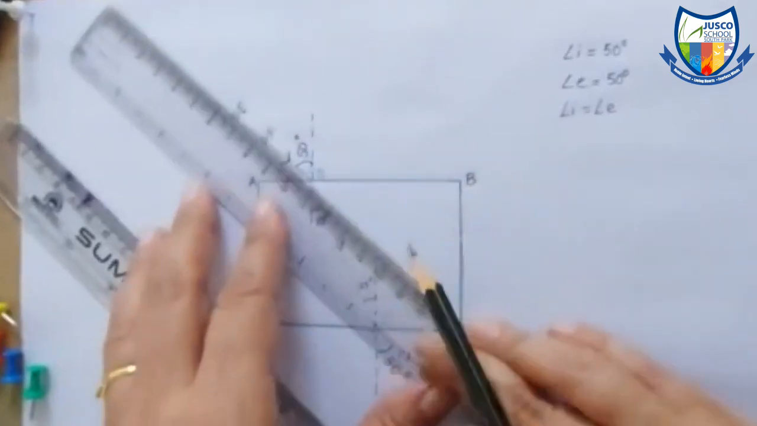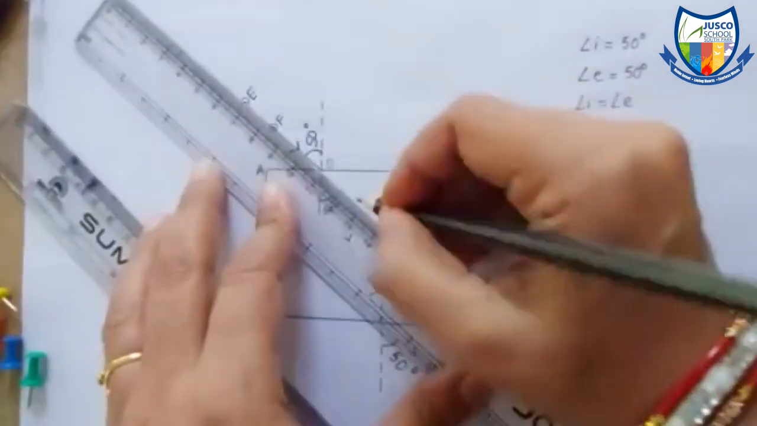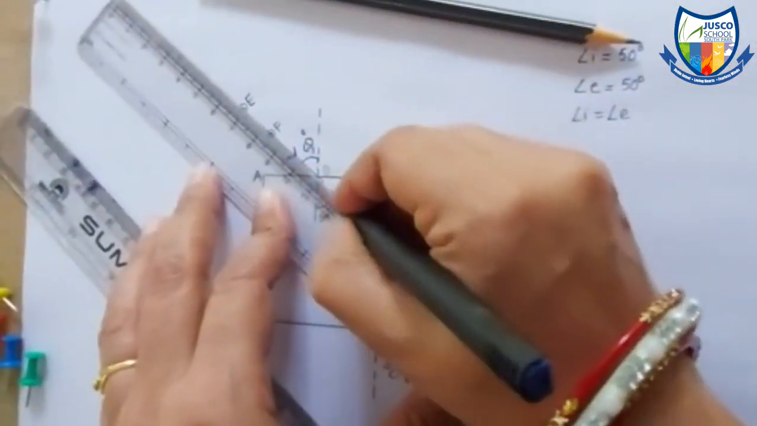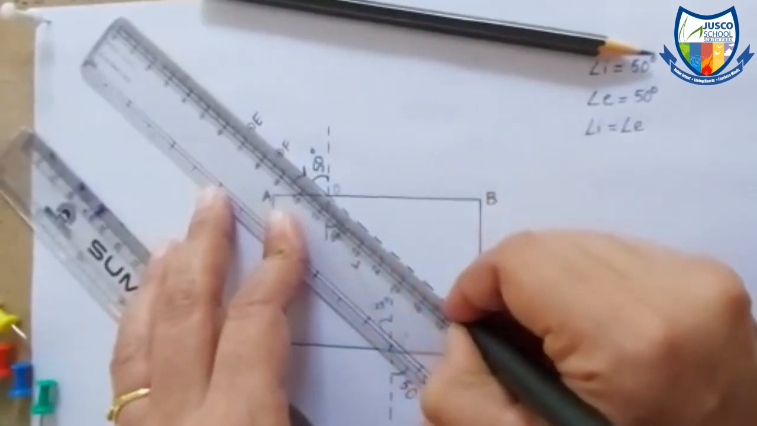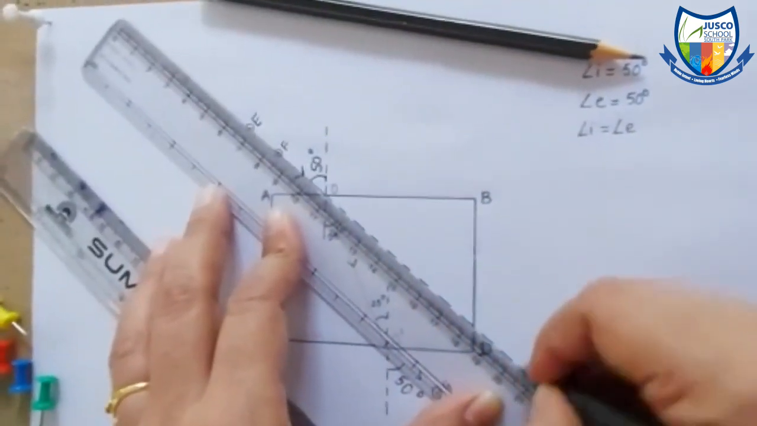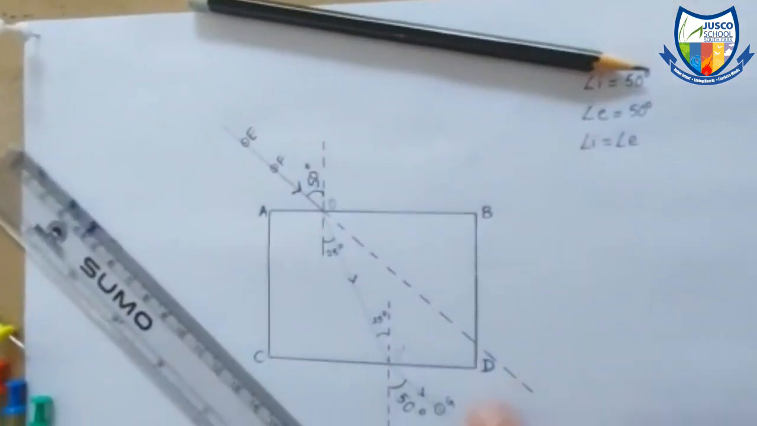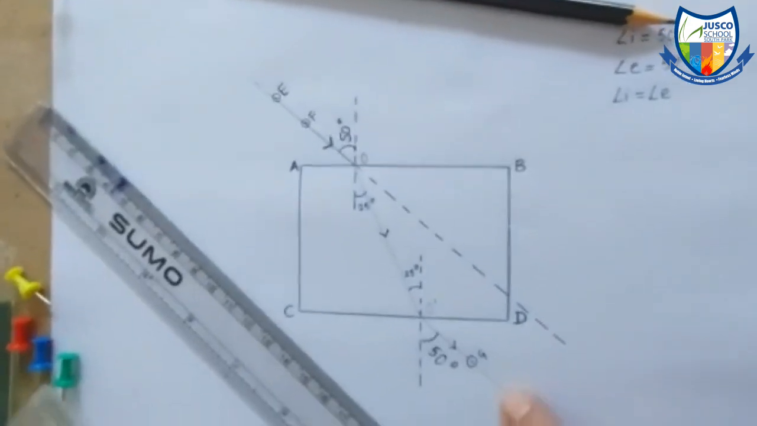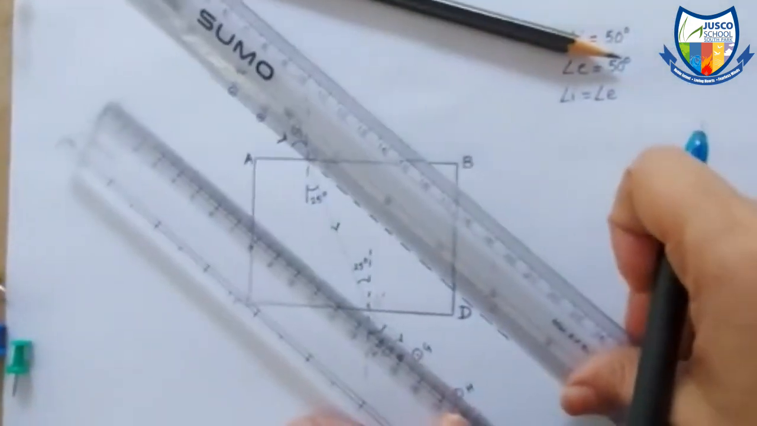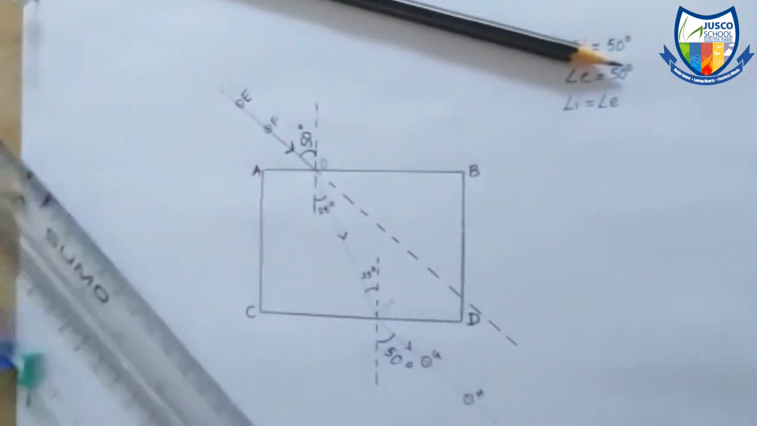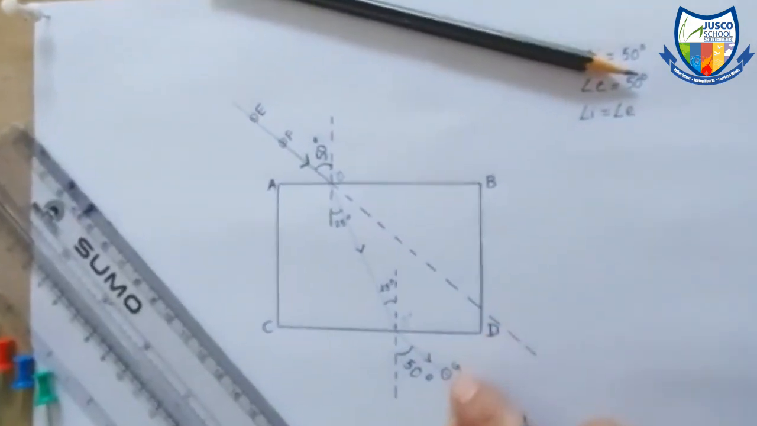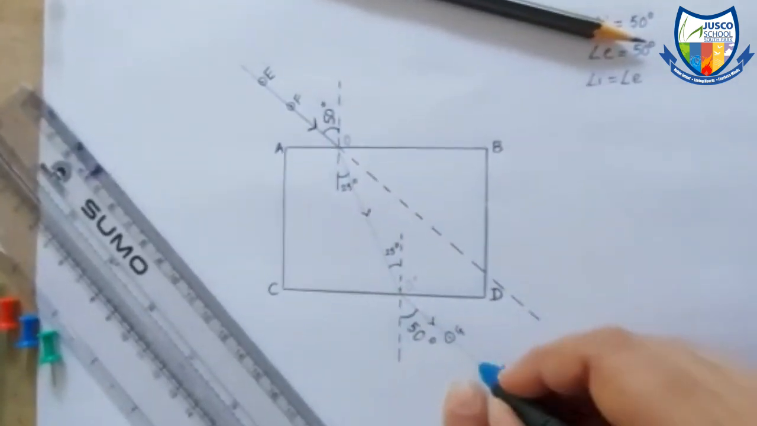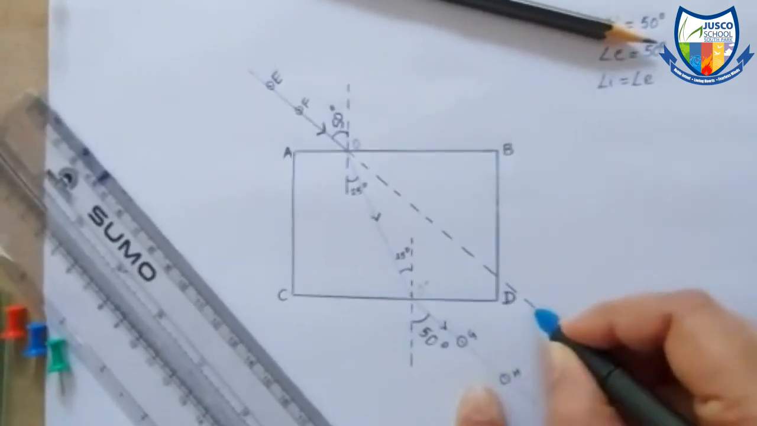But if I produce this incident ray, then what happens? Let me produce this incident ray and show you. So here I have produced, I am making some broken lines to produce this incident ray. So this clearly shows that this extended incident ray and this emergent ray are parallel to each other. You can see they are parallel to each other. But it is slightly displaced.